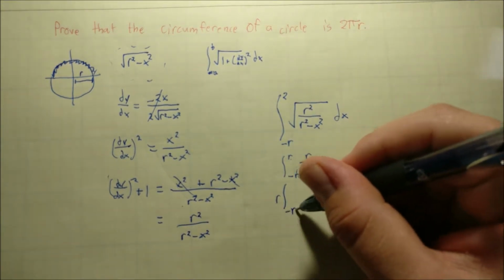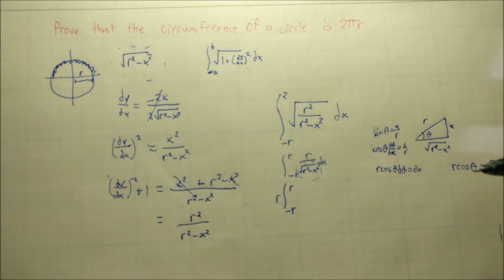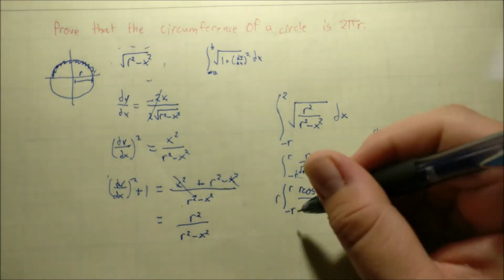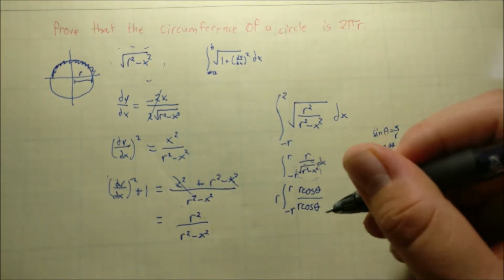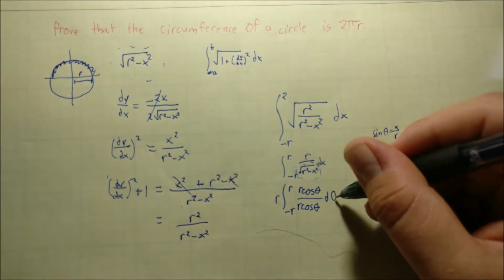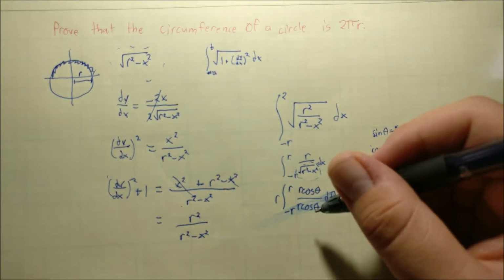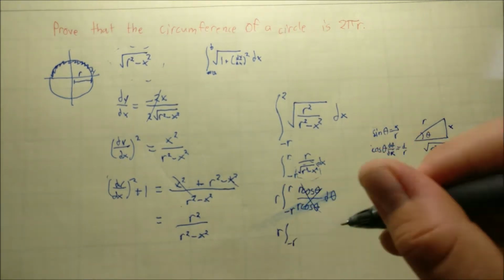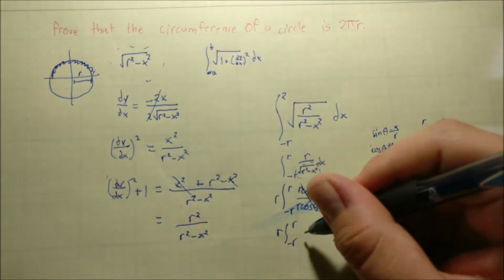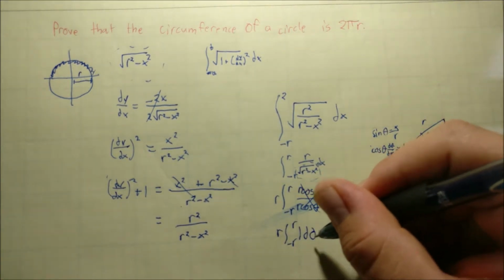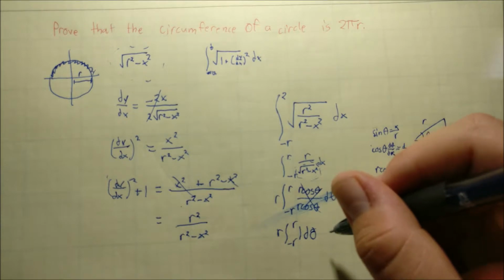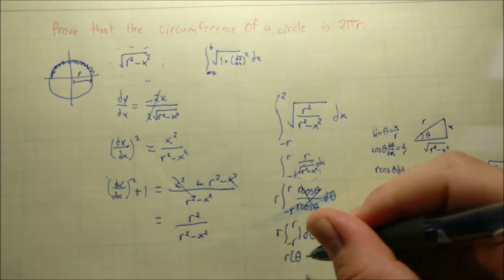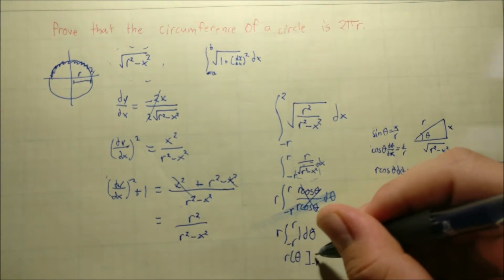r, negative r to r, and then r cosine theta over r cosine theta d theta. So these just cancel out, and we get r times the integral of 1 d theta. And then that's just r times theta from negative r to r.